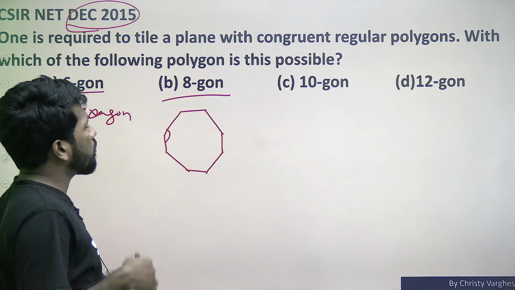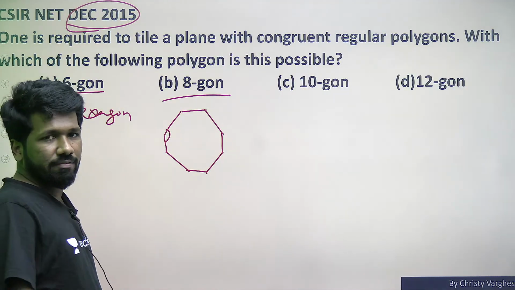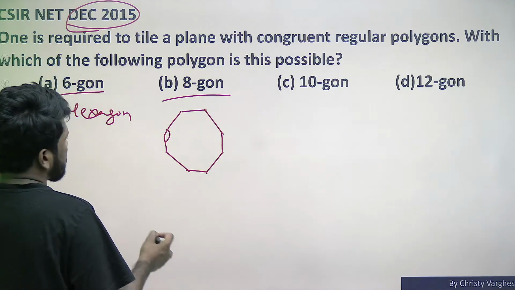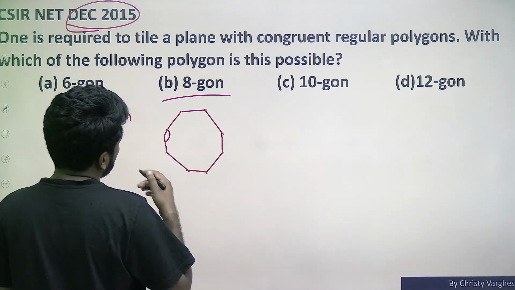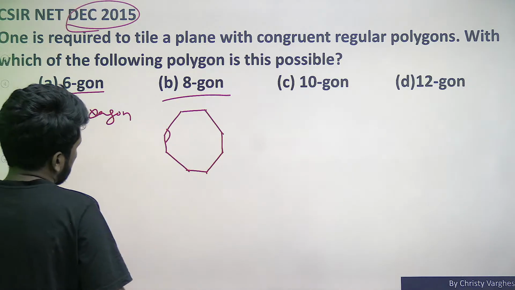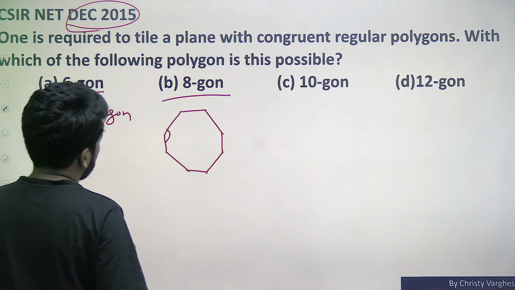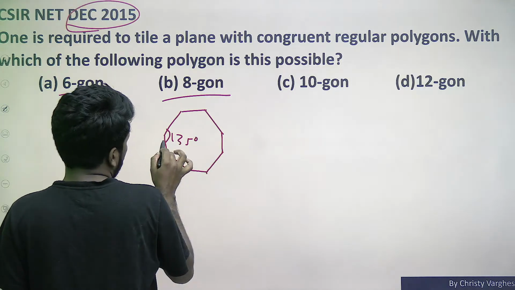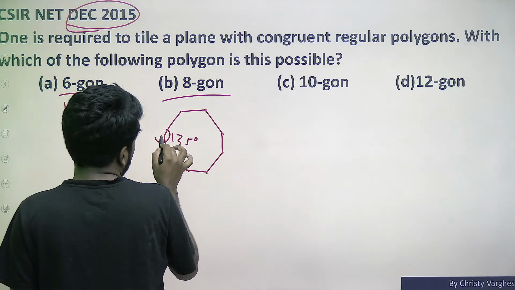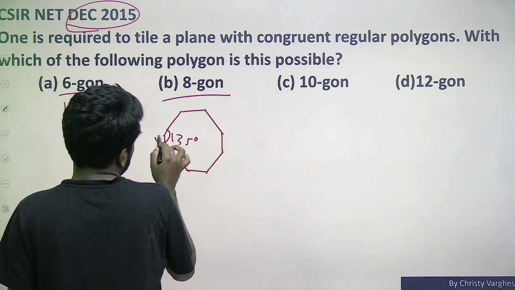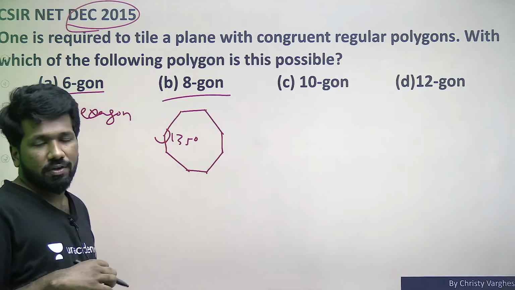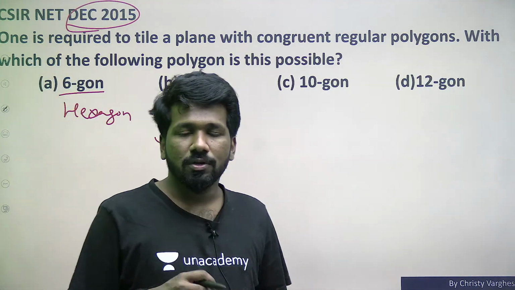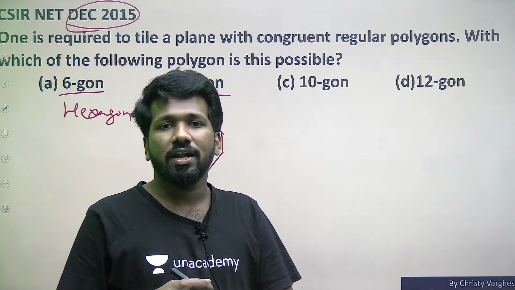That is 8 minus 2 into 180 divided by 8. You will get 1080 by 8, which will be 135 degree. 135 is not a factor of 360. If you arrange 135, 135, 135 three times, you will get 405.